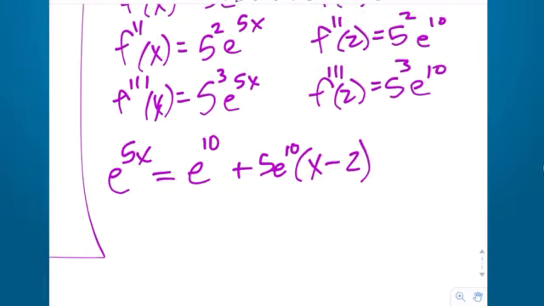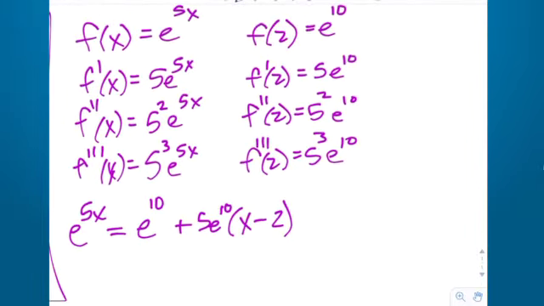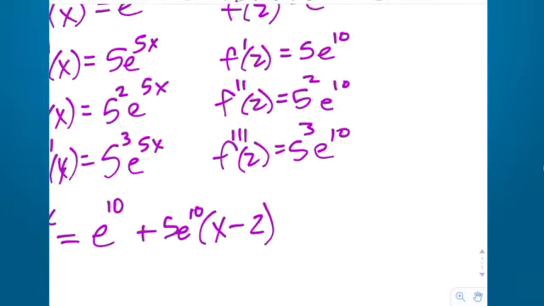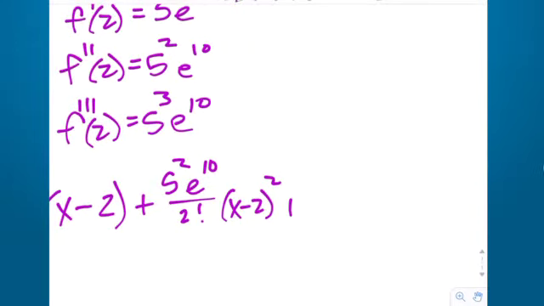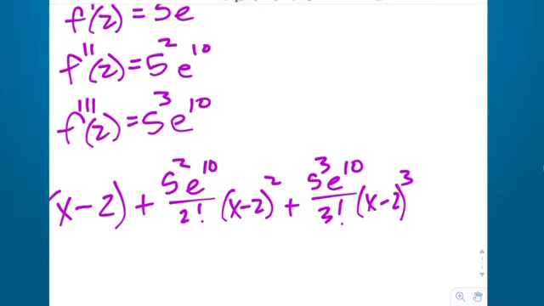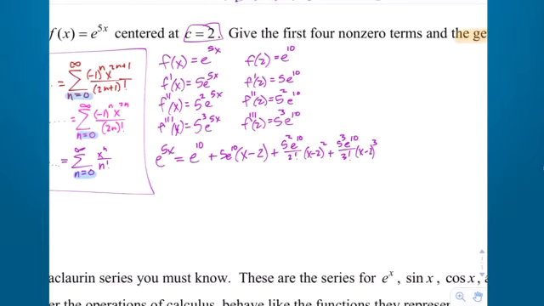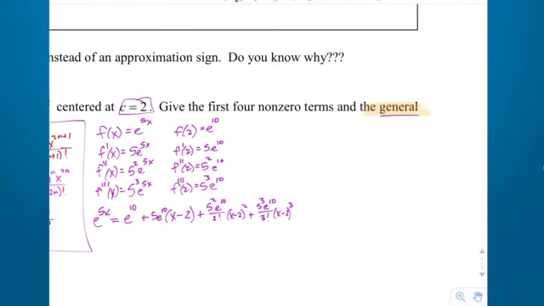But now we're going to kick in the other terms. So now we're on x squared, so we're on the second derivative. So the numerator is 5 squared e to the 10th, and now it's over 2 factorial. Again, remember the derivatives at the center are just the numerators of the coefficients divided by the power factorial. Now that's x minus 2 squared. And we'll do one more here, plus 5 cubed e to the 10th over 3 factorial times x minus 2 cubed. And if you needed to generate more terms, perhaps you'll see the pattern and you won't have to go through all this process. But it's said to write the general term.